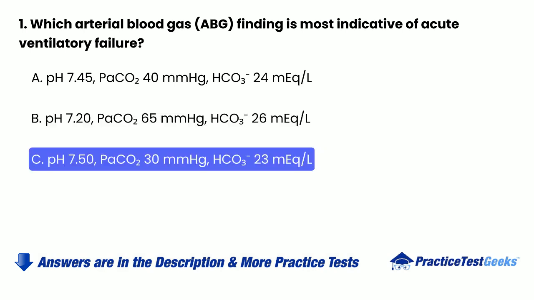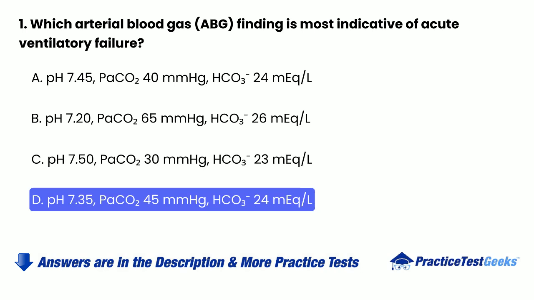C. pH of 7.50, PaCO2 of 30 mm of mercury, and bicarbonate of 23 milliequivalents per liter. D. pH of 7.35, PaCO2 of 45 mm of mercury, and bicarbonate of 24 milliequivalents per liter.